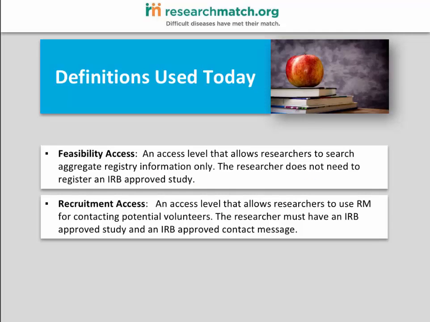Feasibility searches allow researchers to use ResearchMatch for searching aggregate registry information only. This is the default setting when registering as a researcher and does not require registration of an IRB-approved study. Recruitment searches, on the other hand, are for contacting potential volunteers using the ResearchMatch system. To access this, researchers must have an approved and uploaded letter from the IRB.